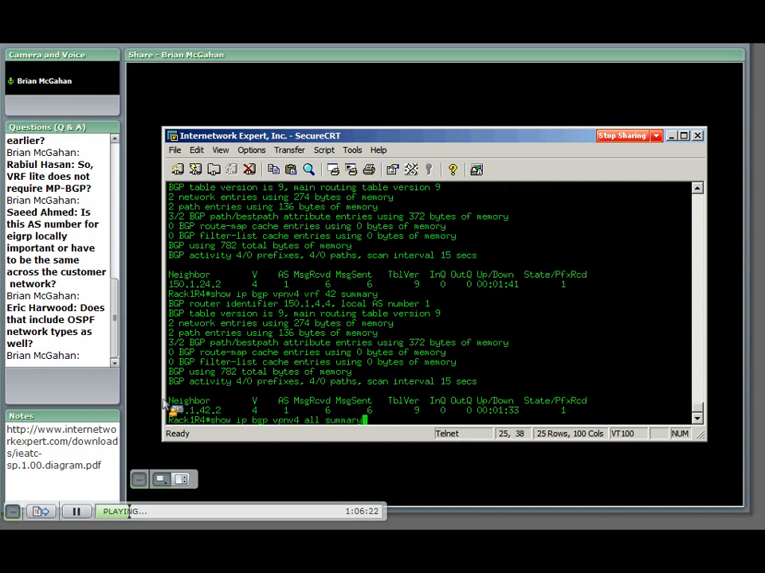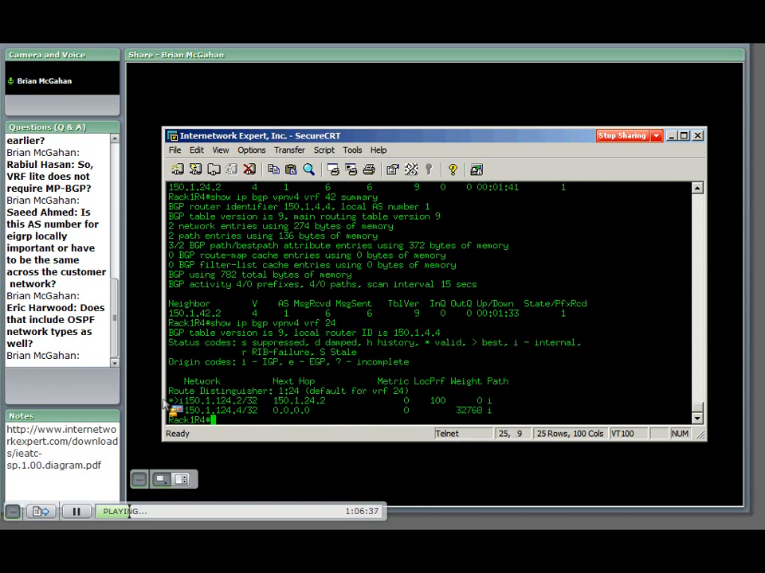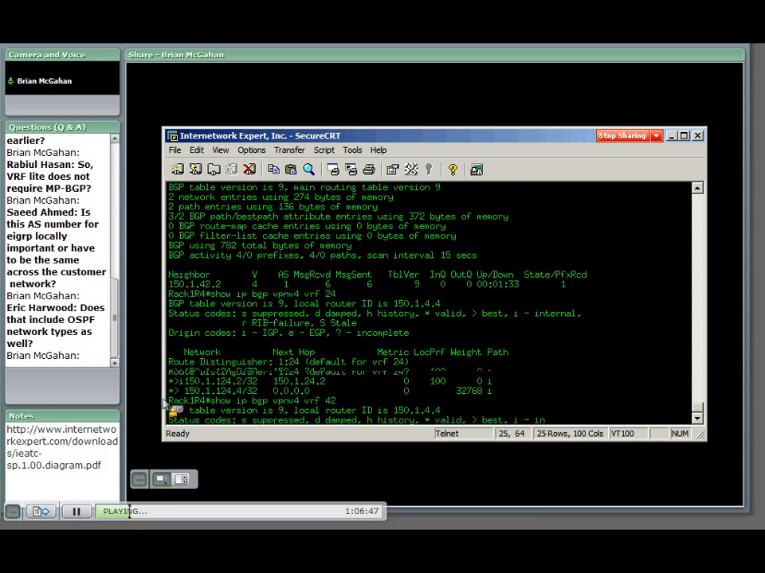Okay, the first command I issued, show IP BGP VPN all, is saying all VRF instances. So if we look at the BGP table, if we say show IP BGP VPN v4 VRF24, we see that is the routing table, or the BGP table, I should say, for VRF24. Then we're going to have a separate BGP table for VRF42.